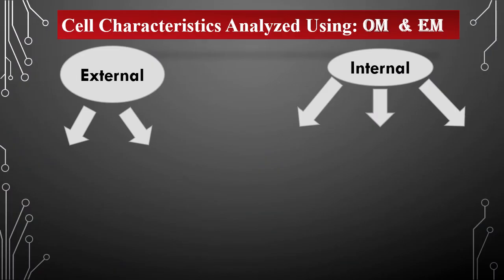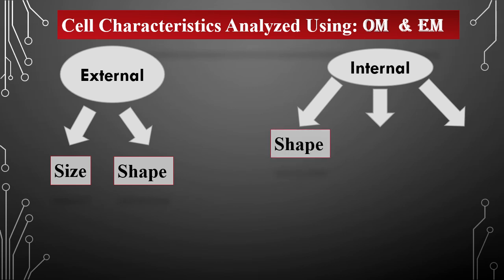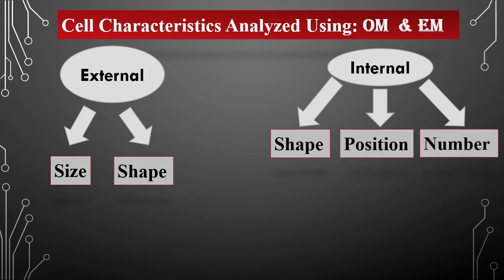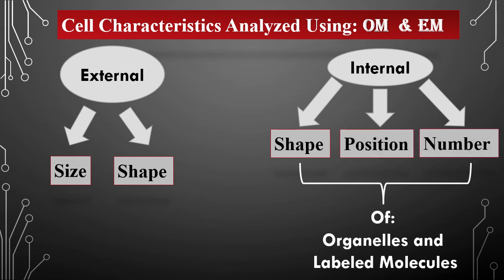The cell characteristics analyzed using optical microscopy and electron microscopy are external and internal. For example, some external characteristics that the microscope can give us are the size and the shape of the cell. And some of the main internal characteristics that we get with microscopy are the shape, the position, and the number of organelles and labeled molecules inside the cells.